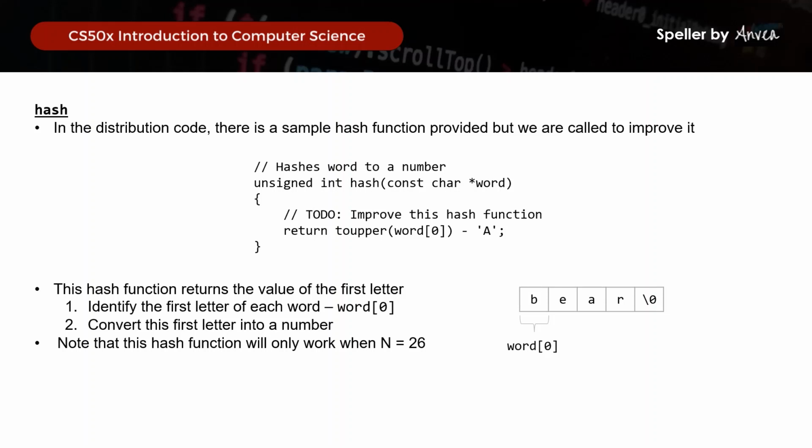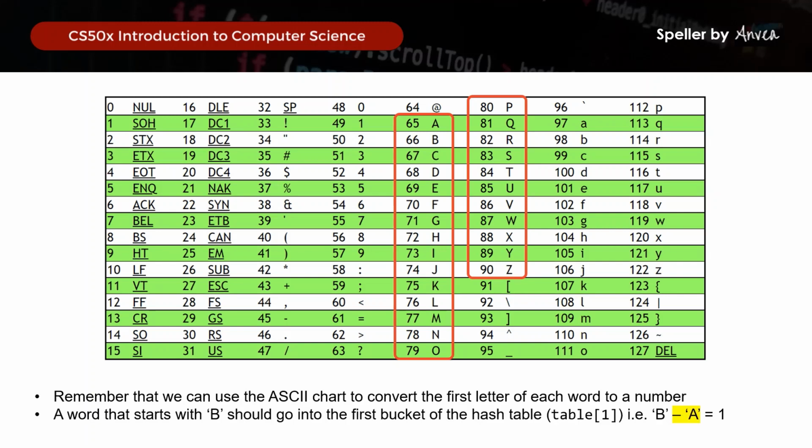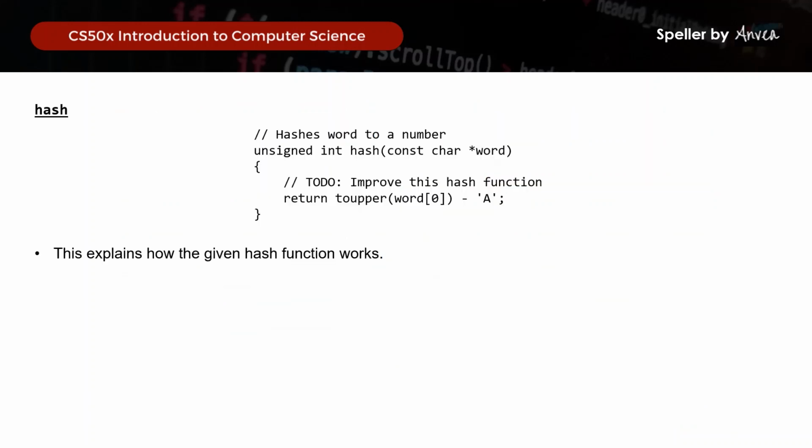So do note that this hash table only works when N equals 26, since we are grouping the words based on their respective first letters. So how do we convert this first letter into a number? This is where our ASCII chart comes in. Let's focus on the uppercase characters. You can see that A is 65 on the ASCII chart and Z is 90. So a word that starts with the letter B should go into the second bucket of the hash table, that is table[1]. So how do we get this? We will need to take B minus A, which equals 1. So bringing back the hash function given, it actually shows us how a basic hash function should work.